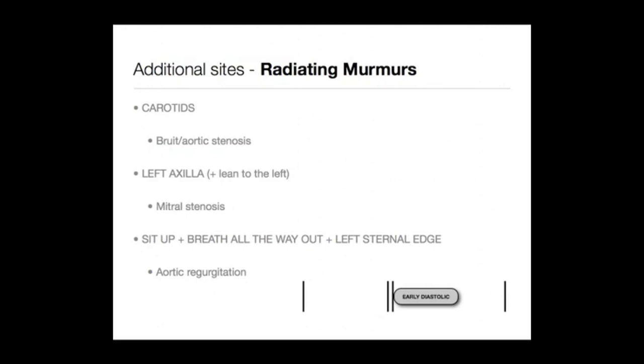The final manoeuvre that you should always ensure that you perform is for identifying the murmur of aortic regurgitation. Like mitral stenosis, this is also a diastolic murmur. However, unlike mitral stenosis, this is an early diastolic murmur rather than a mid-diastolic murmur. This means that the aortic regurgitant murmurs are heard immediately after S2 rather than after a brief gap.